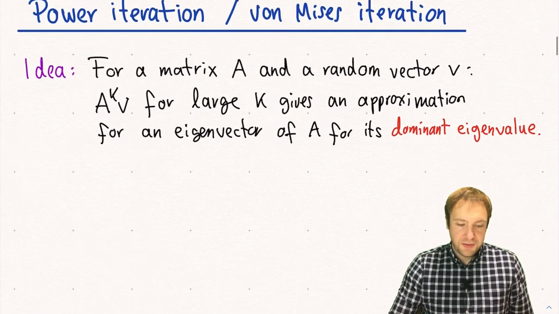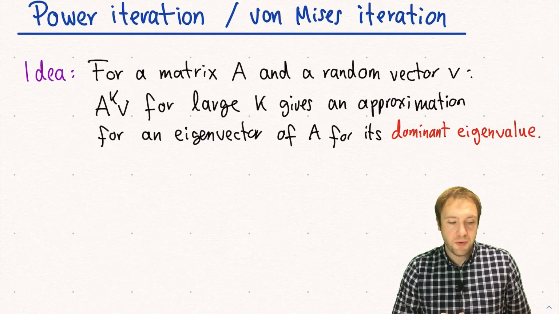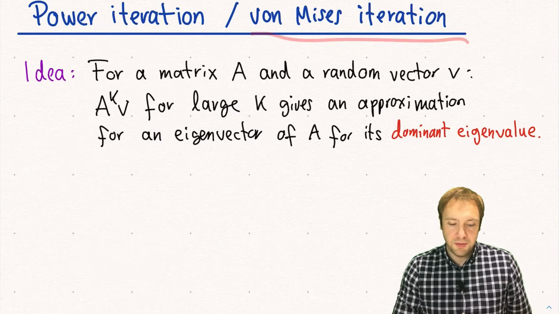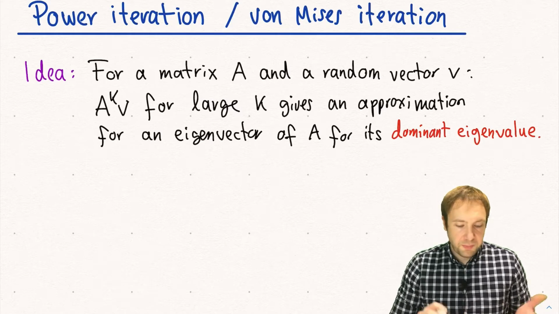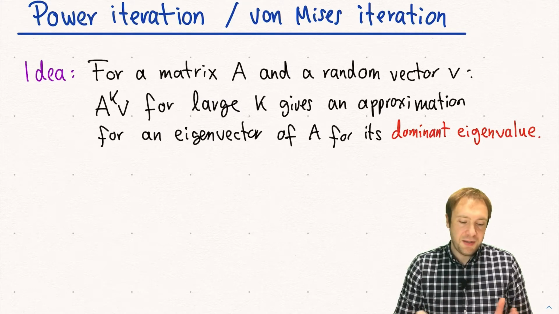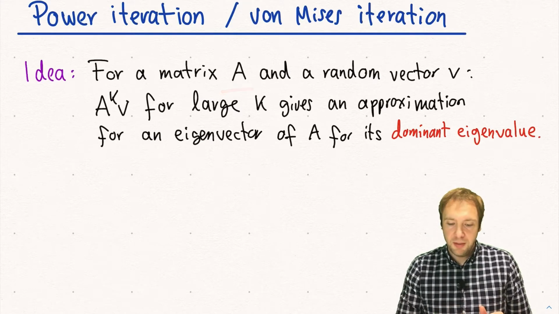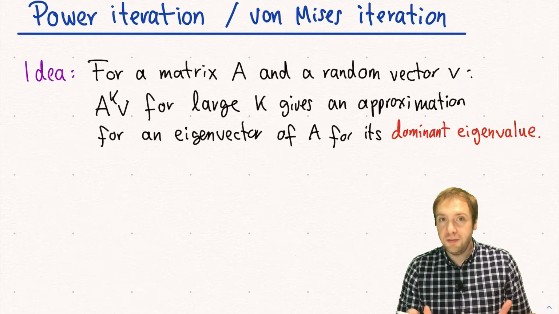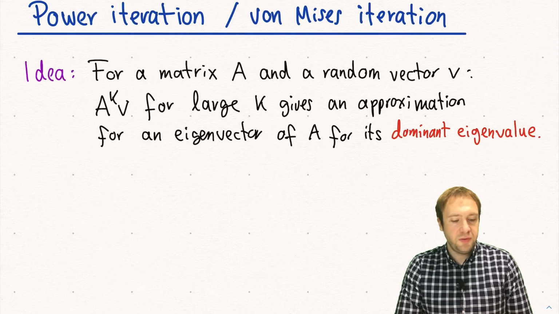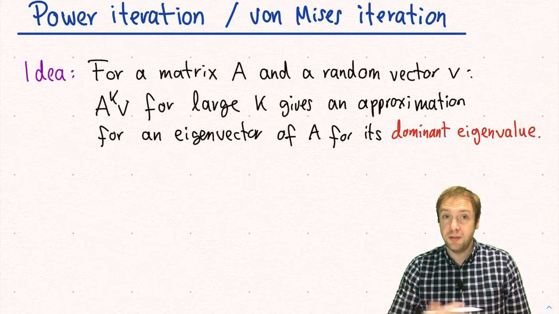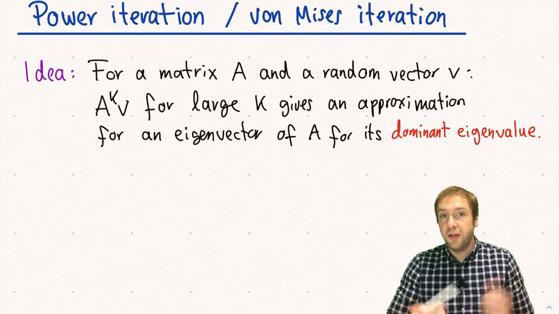So the algorithm we want to talk about is the so-called power iteration, or it's also named after von Mises. It's also called von Mises iteration. The basic idea is that whenever you have a matrix A and some random starting vector, which should satisfy certain conditions, then you can multiply this matrix several times to this vector v, and this will give a vector.